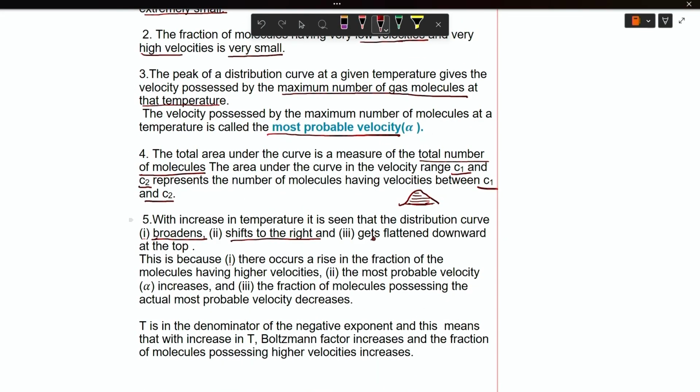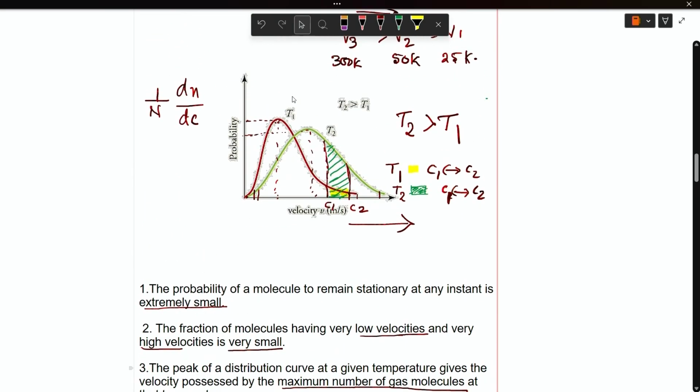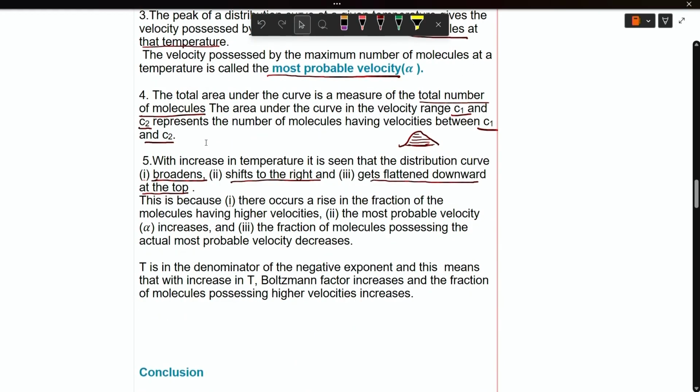Third one is it gets flattened downward at the top. Now, here just watch, this was at this height, and when the temperature is increased, it has got flattened. That is, the fraction of molecules possessing the maximum velocity, or the most probable velocity, has decreased. Now, this is because there occurs a rise in the fraction of molecules having higher molecular velocities. That is the reason we have the broadening of the curves.